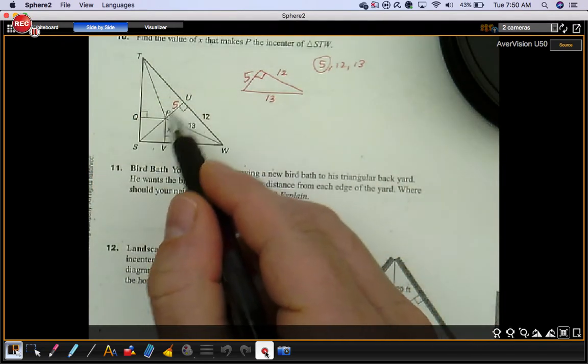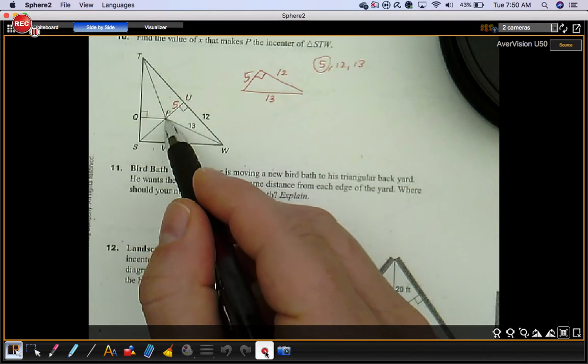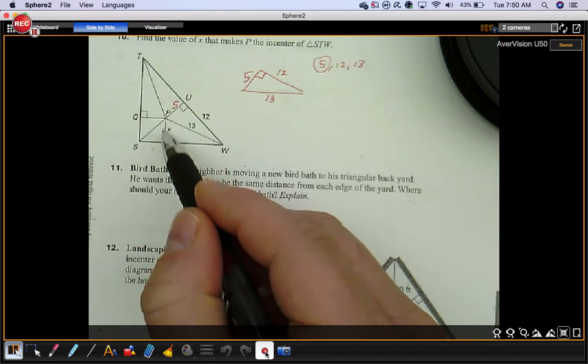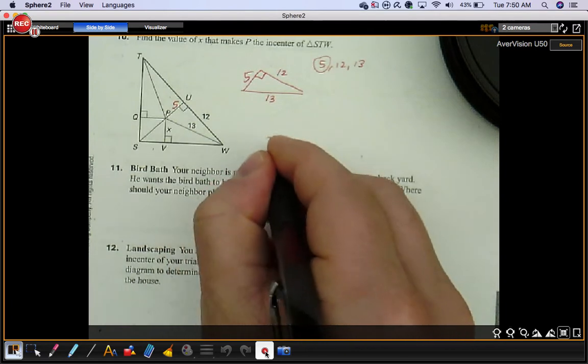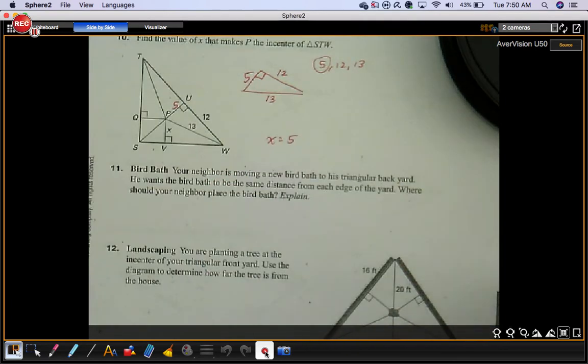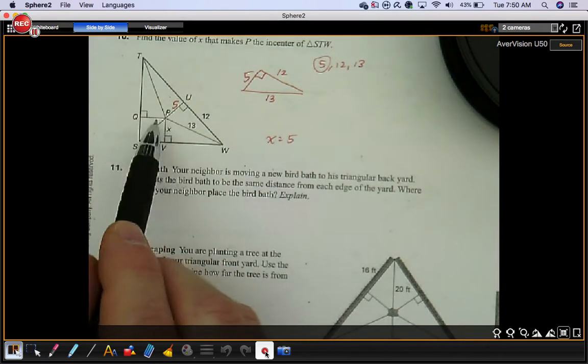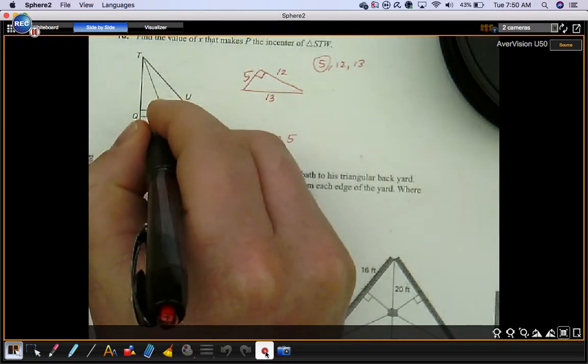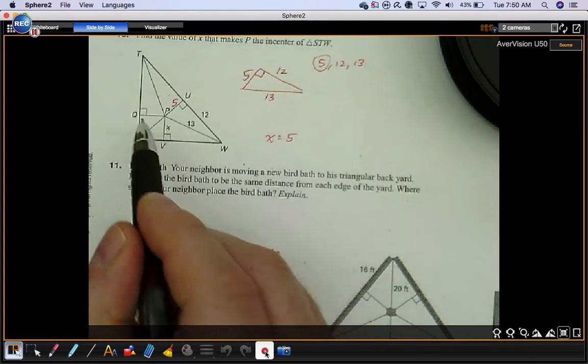Now, if that has to be 5 and this is the incenter, then what would that make this distance? It's going to make that distance 5 as well. Same thing with distance from P to Q. If that was the incenter, those three segments would have equal lengths.